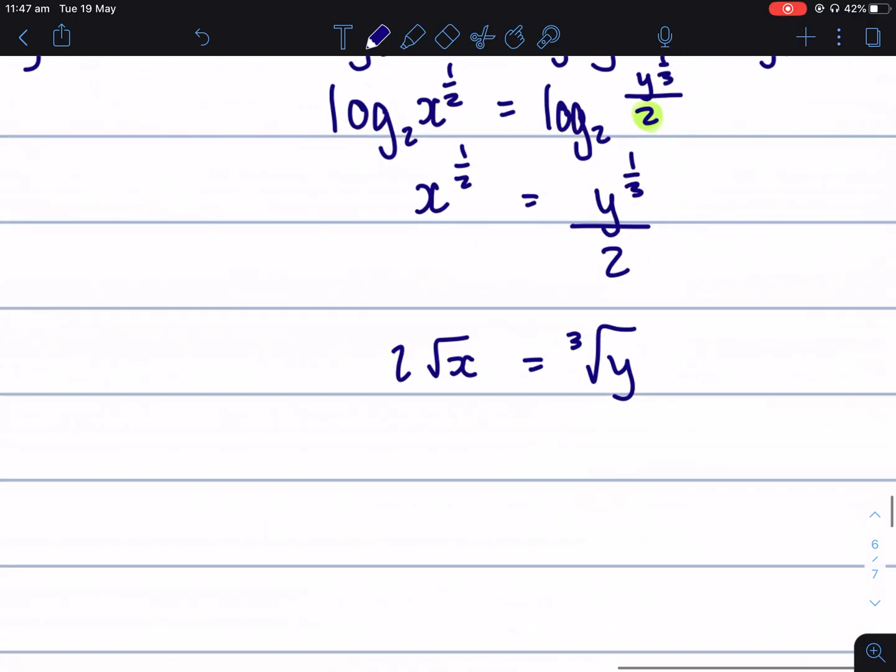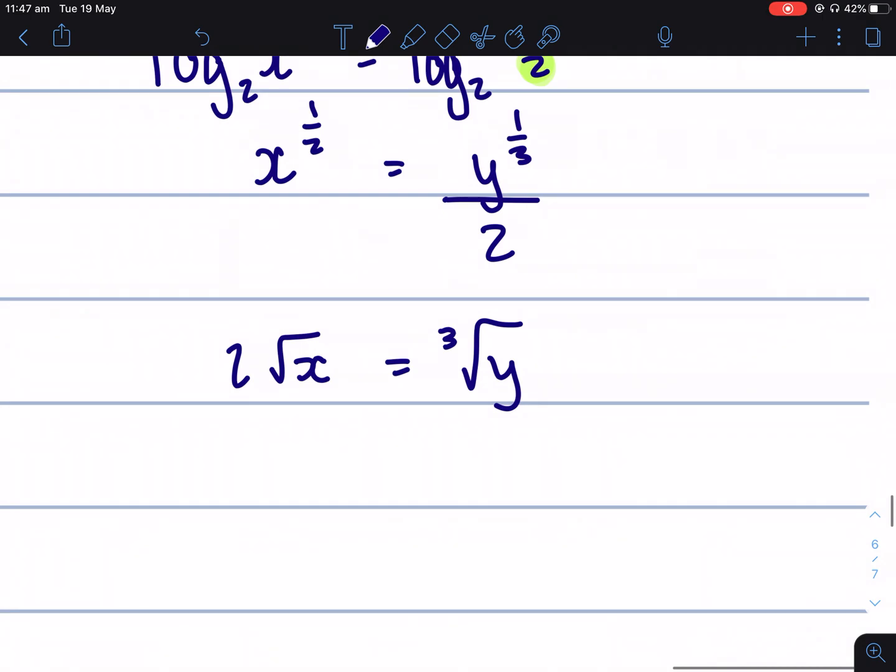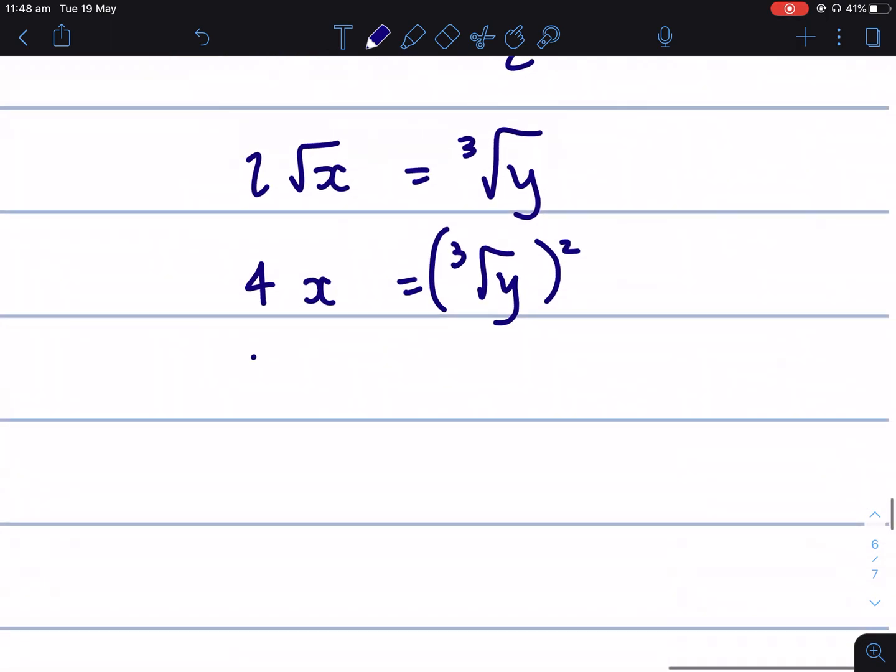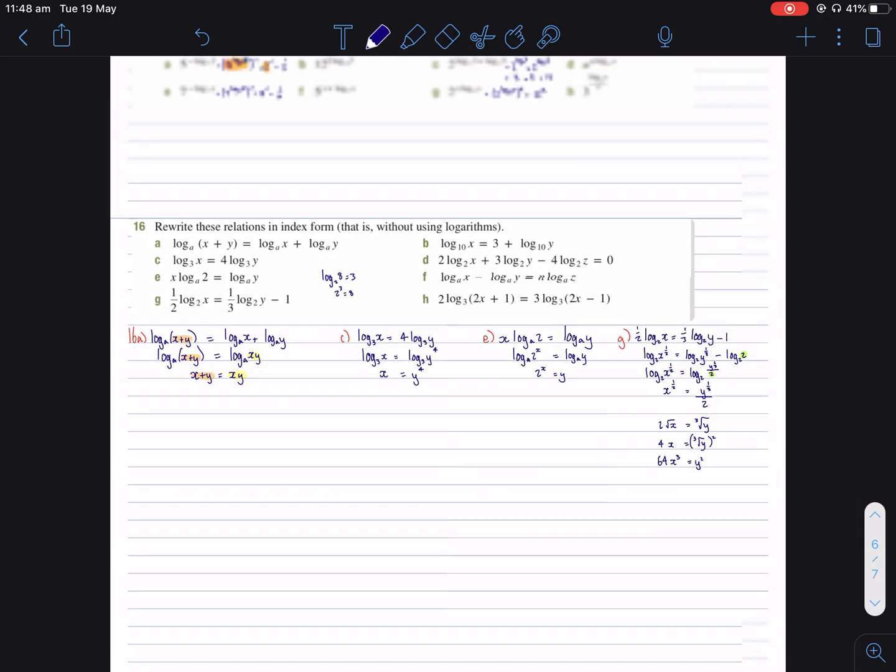Or if we just want... 4x equals cubed root y squared. Now if I cube everything, 64x cubed equals y squared. I only did that to get the answer.